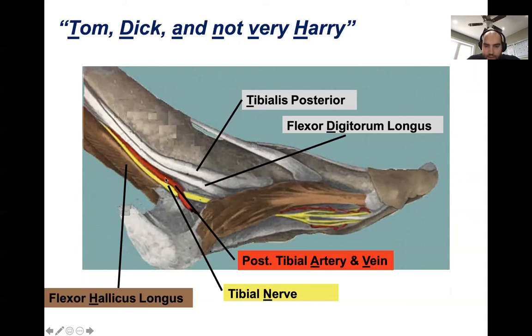Obviously not in these glorious colors over here. The vein you don't see so much because in a cadaver, when a cadaver has been drained, the veins usually collapse because they don't have a lot of elastic integrity to them. Whereas the arteries are a little bit easier to visualize because they have a lot of integrity to their walls.